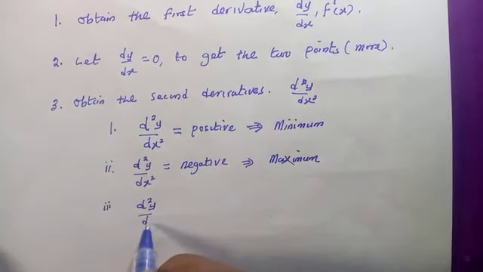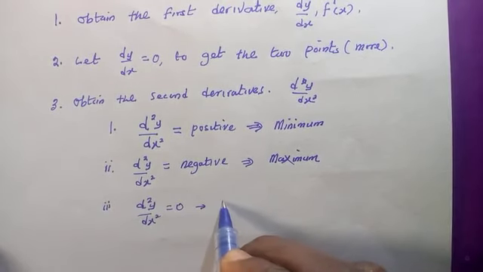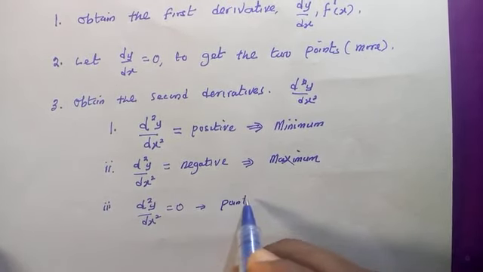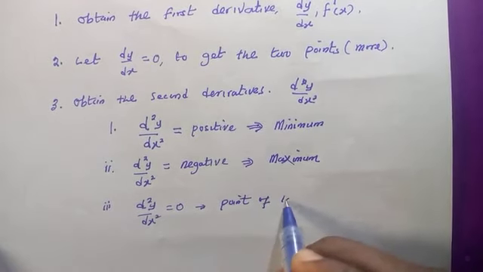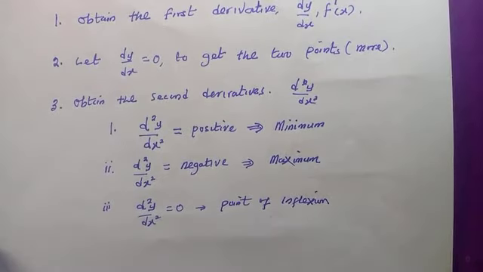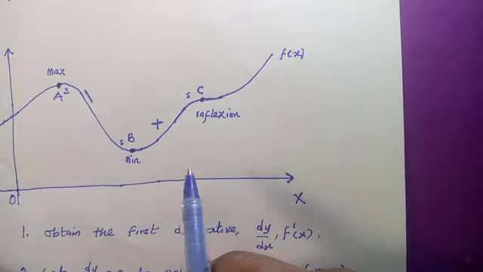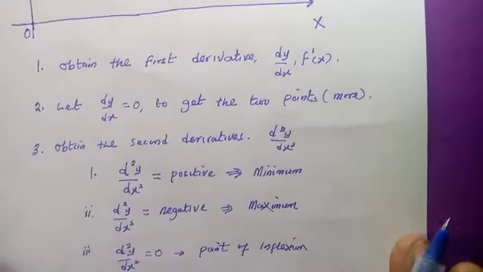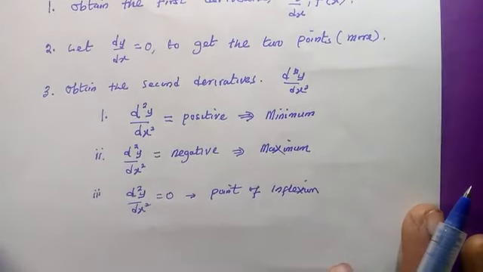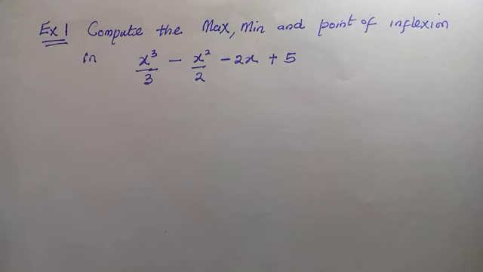So for the last one, if you have the second derivative d²y/dx² equals 0, this is going to give the point of inflection. But when we substitute the value that makes it equal to 0, we are going to check that in the further process.